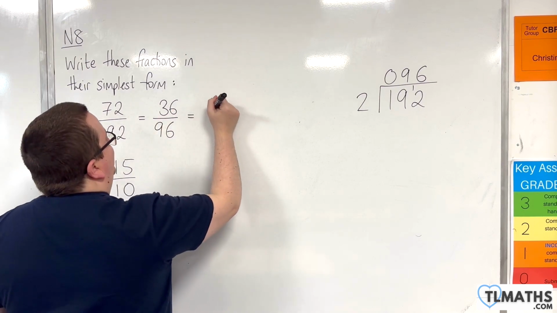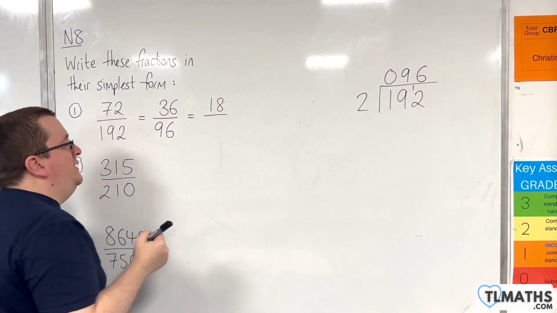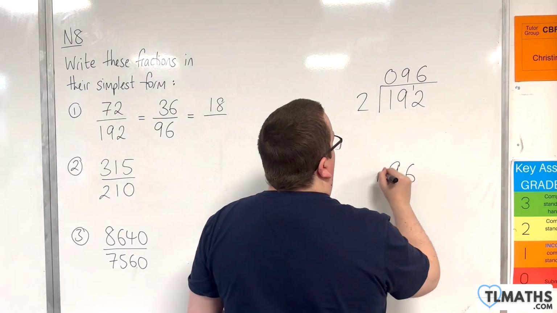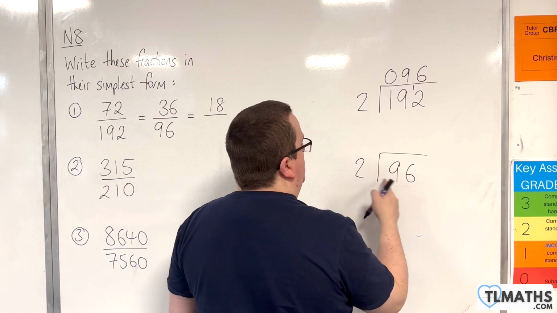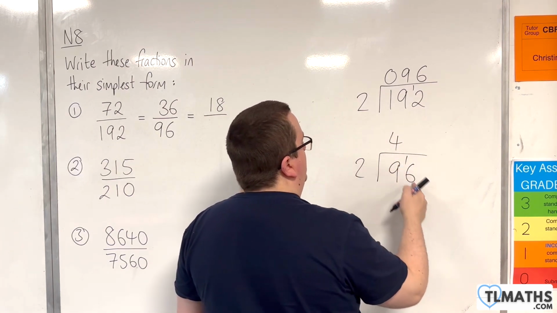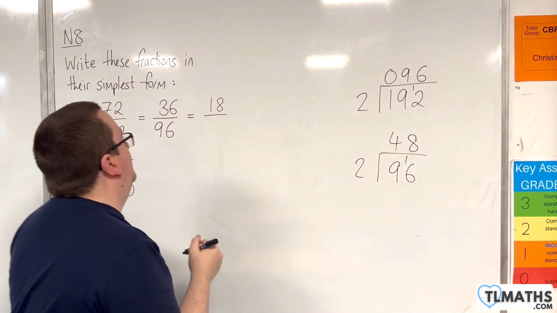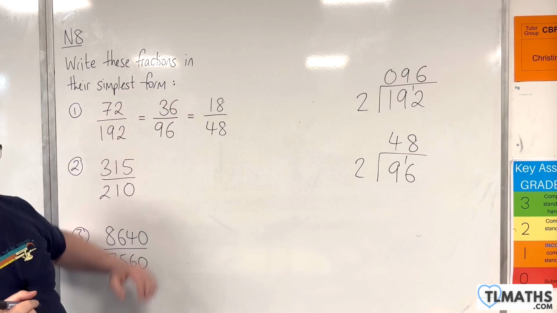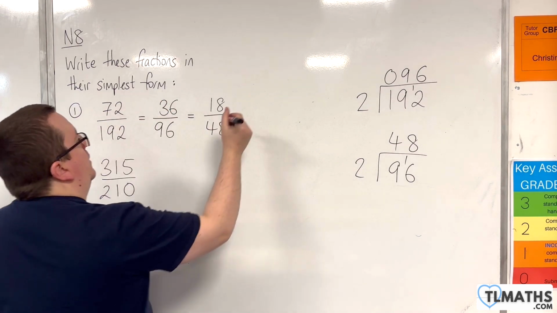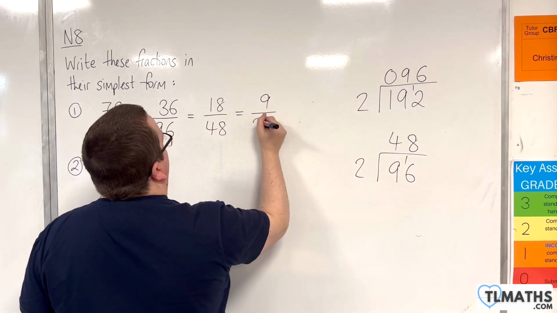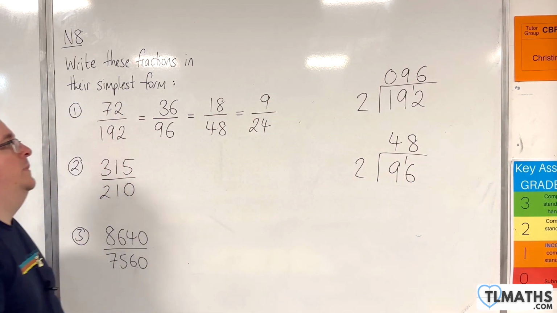36 divided by 2 is 18. And 96 divided by 2, well, that's just a quick bit of short division. 2's into 9, go 4 with 1 left over. 2's into 16, go 8. So 48. Now 18 and 48, they're both even. So we can divide top and bottom by 2 again, and we're going to get 9 over 24.